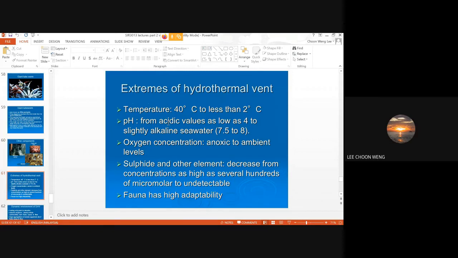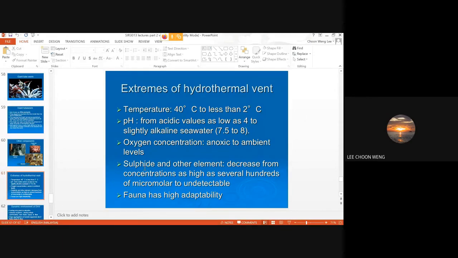Okay, even the pH can be from acidic values as low as 4 when it's very near the plume to the alkaline seawater when you move away from the plume. Oxygen concentration goes from anoxic when you're very near the plume to ambient levels. Ambient means the normal levels.